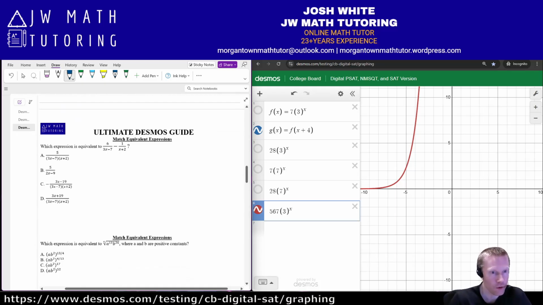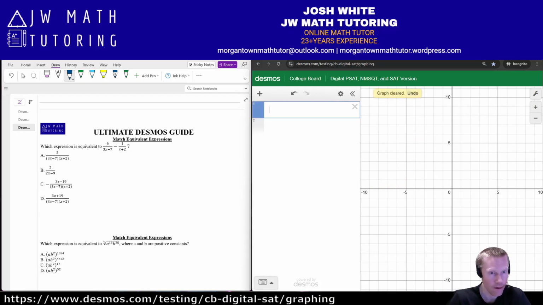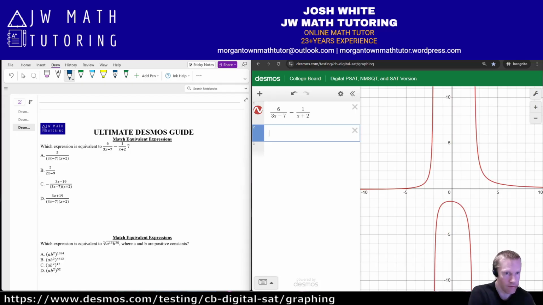Okay, so here we have another example problem. Just clear these all out here. You have two rational expressions being subtracted, and we want to know which of these is equivalent to this original expression. So I'm going to graph the original, and now I'm just going to graph the answer choices.